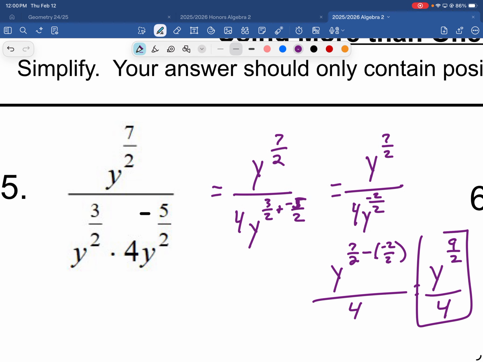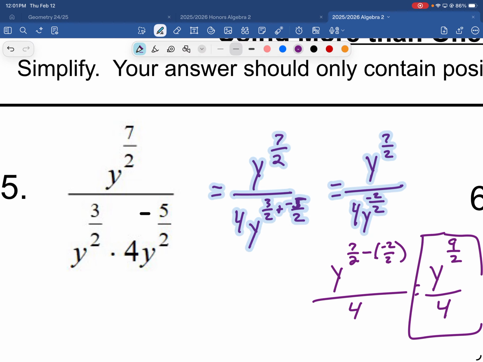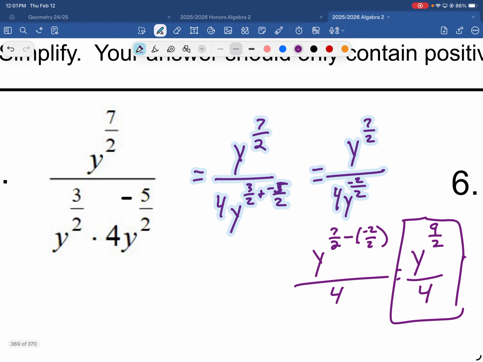We're subtracting. The denominator stays the same. 7 minus negative 2 is 9. There's your solution. We've got it cut down to one thing over one thing. Okay. Questions with that one?